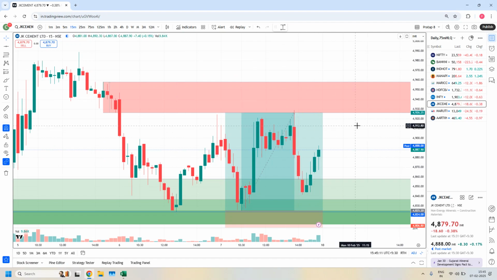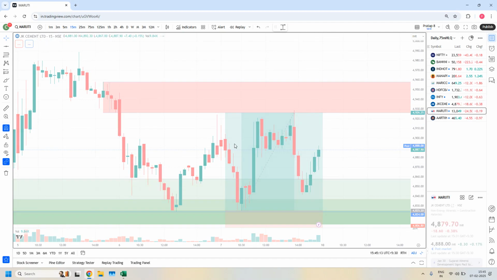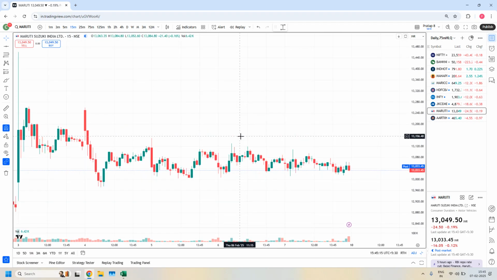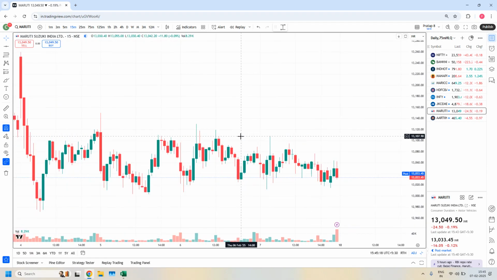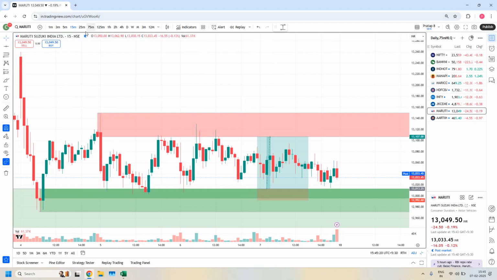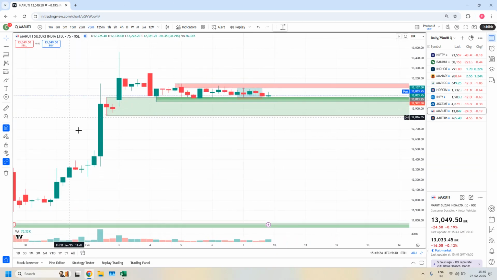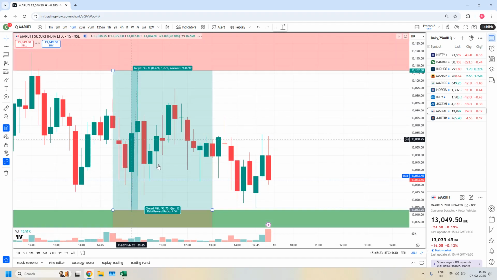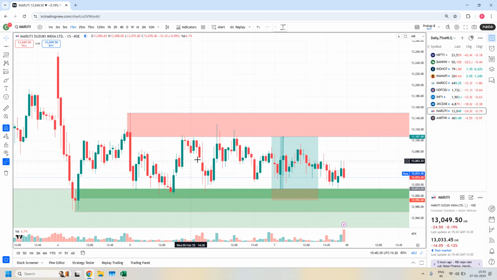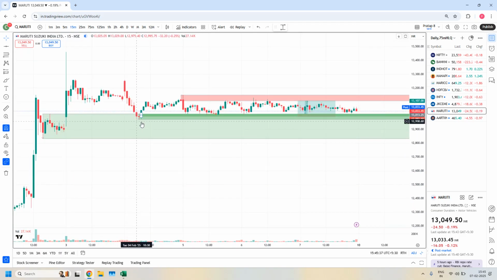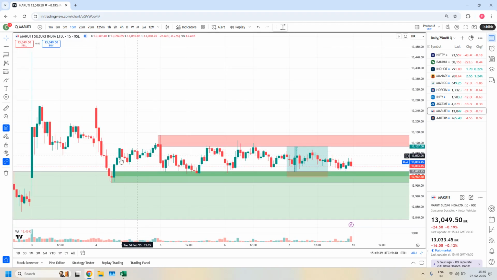Okay, this is about JK Cement. Next one is Maruti. This is also a fine-tuned high liquidity zone inside a 75-minute zone. Look into the 75-minute zone, how our software identified this zone: rally base rally. This is how our software identified it as a high liquidity zone. But if you look inside the 15-minute zone, the 15-minute zone has a drop base rally.